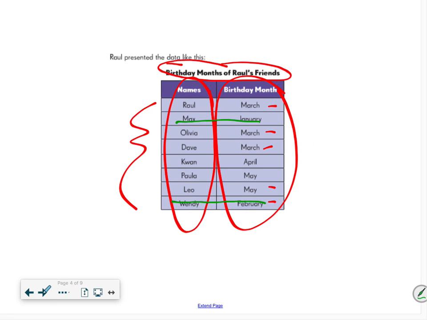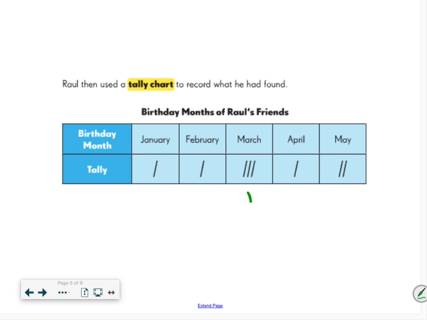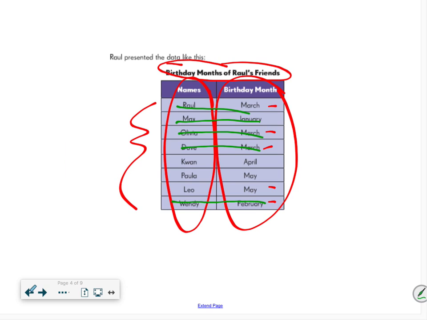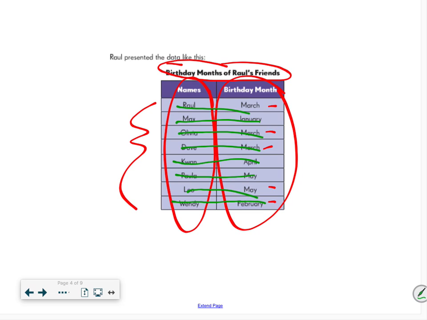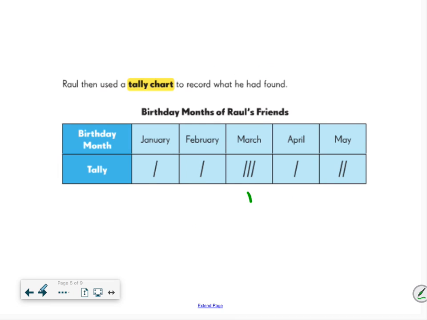Who was born in March? 1, 2, 3. 3 people were born in March. 3 tallies. How many people were born in April? Just Quan. And May, Paula and Leo, that's 2. So he has his tally marks. The thing with tally marks is they're kind of a 2nd, 3rd grade way to represent your data. And instead what we're going to do is numbers.